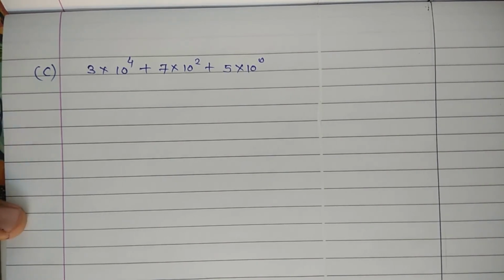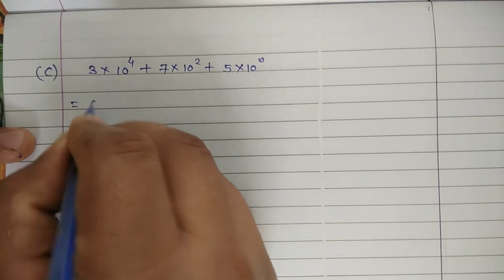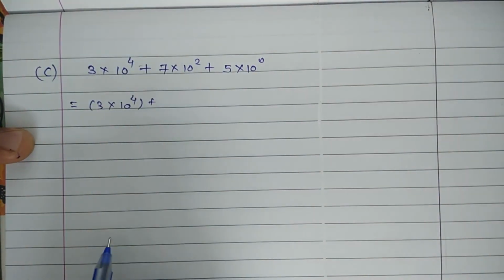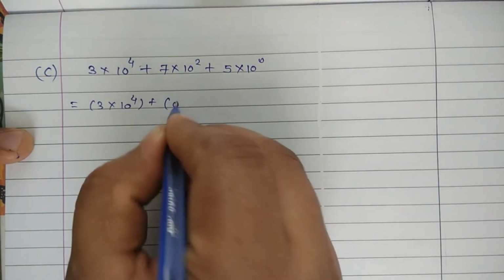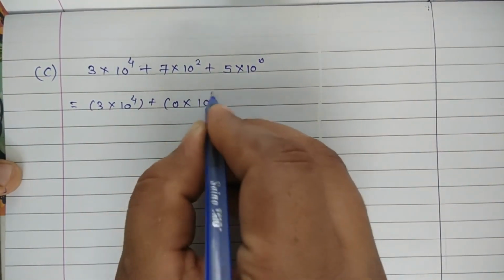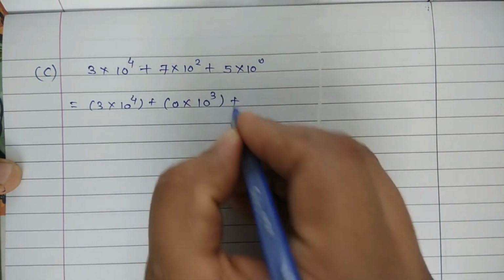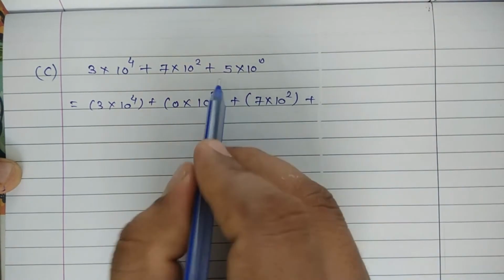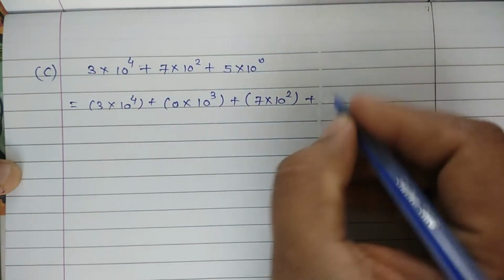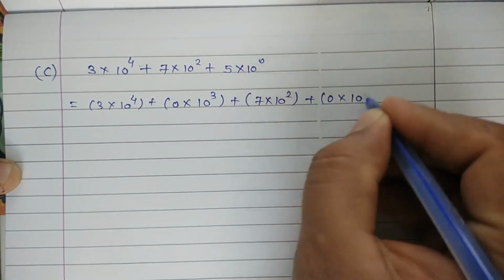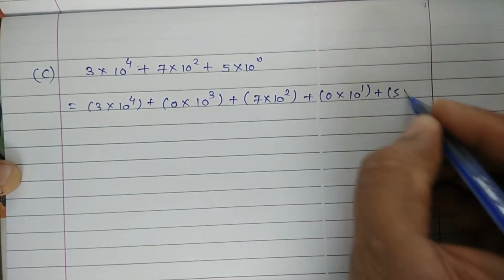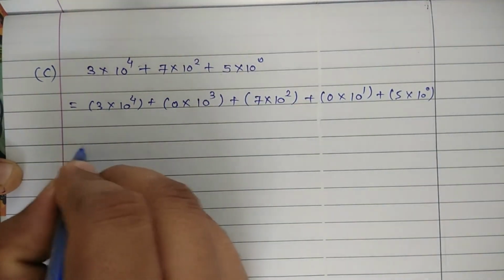Next, sum number C, 3 multiplied by 10 raised to the power of 4 plus 7 multiplied by 10 raised to the power of 2 plus 5 multiplied by 10 raised to the power of 0. So this is equal to 3 multiplied by 10 raised to the power of 4 plus here 10 raised to the power of 3 term is not there, means it is 0 multiplied by 10 raised to the power of 3 plus 7 multiplied by 10 raised to the power of 2 plus also 10 raised to the power of 1 term is not there, that means it is 0 multiplied by 10 raised to the power 1 and plus 5 multiplied by 10 raised to the power 0.